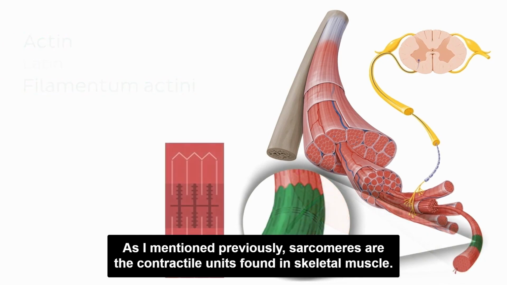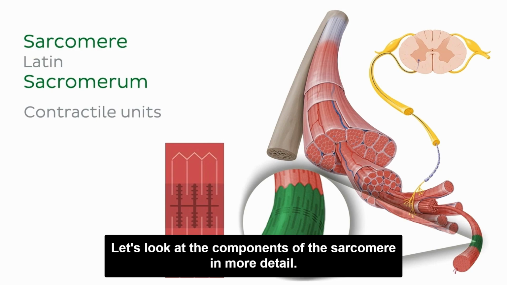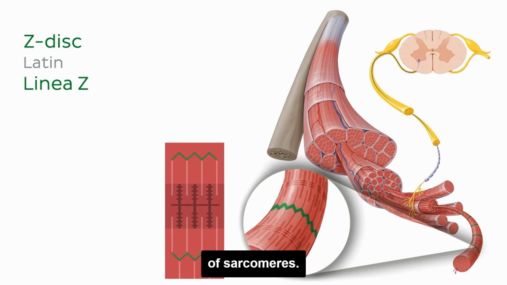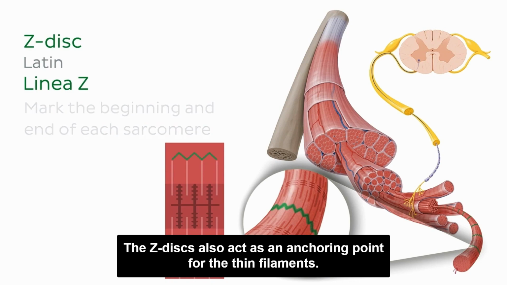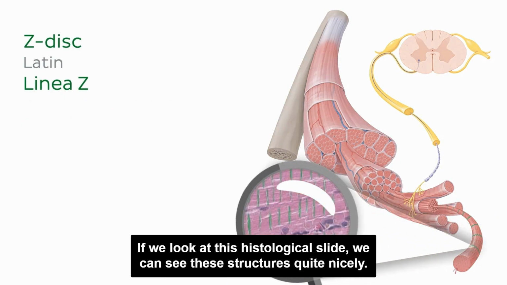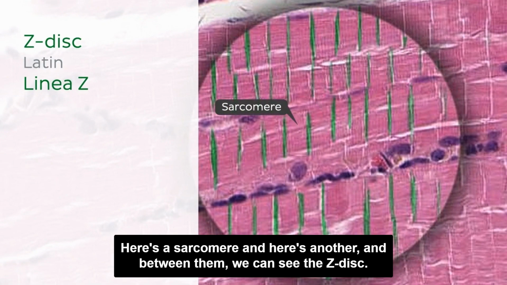As I mentioned previously, sarcomeres are the contractile units found in skeletal muscle. Let's look at the components of the sarcomere in more detail. Highlighted in green, we can see the Z discs, which divide each myofibril into a series of sarcomeres. So they mark the beginning and end of each sarcomere. The Z discs also act as an anchoring point for the thin filaments. If we look at this histological slide, we can see these structures quite nicely. Here's a sarcomere, and here's another, and between them we can see the Z disc.